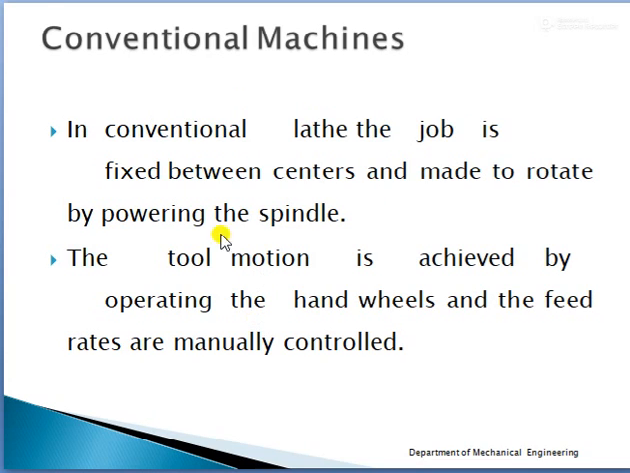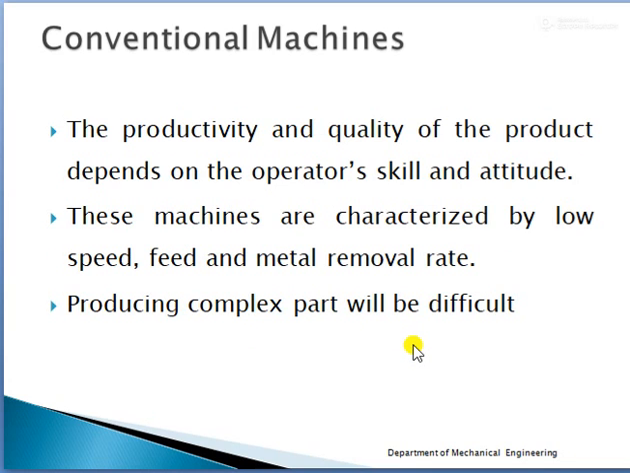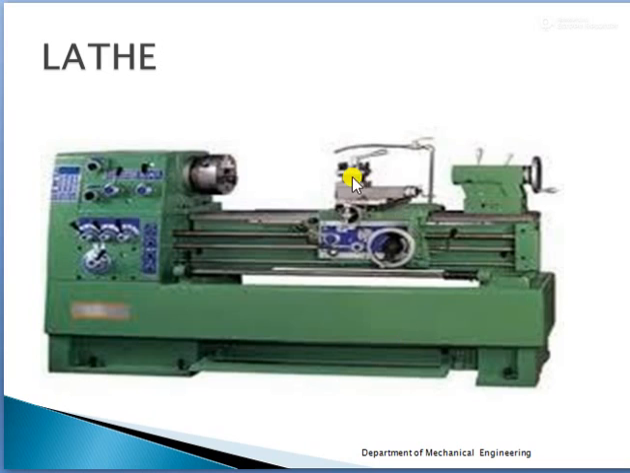We have conventional machines. In conventional machines, we have the lathe. The job is fixed between the centers and made to rotate by powering the spindle. The tool motion is achieved by operating the hand wheels, and the feed rates are manually controlled. The productivity and quality of the product depend on the operator's skill and attitude. These machines are characterized by low speed, feed and metal removal rate. Producing a complex part will be difficult.